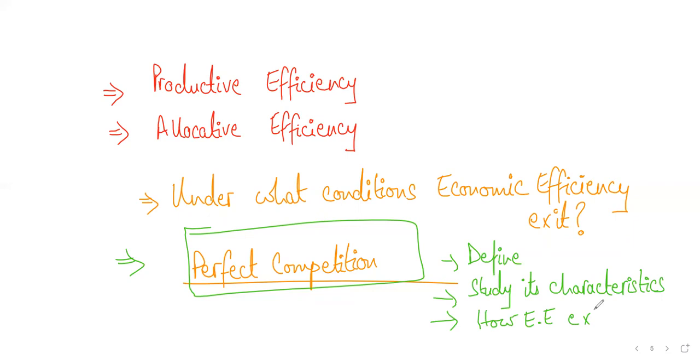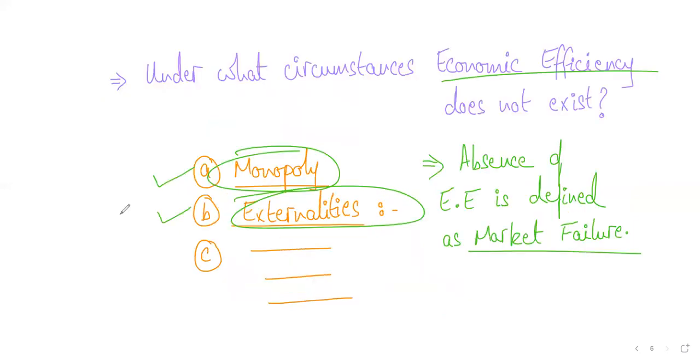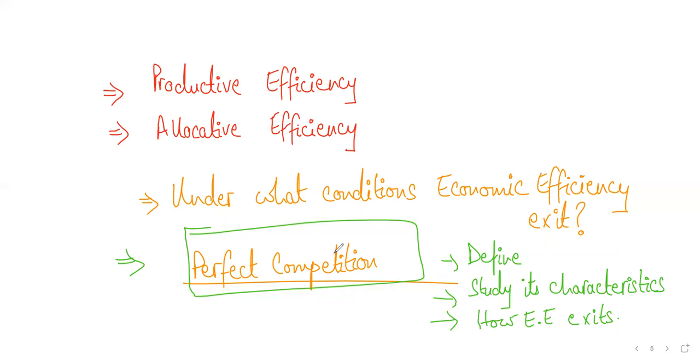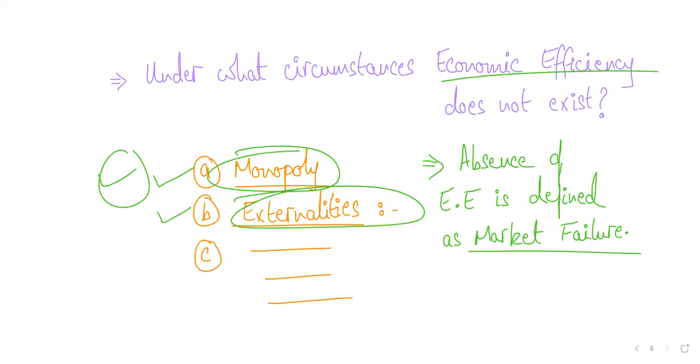And on the other hand, similarly, we'll do the same three things over here. What is monopoly? What are the characteristics of monopoly and why economic efficiency doesn't exist? We'll talk about it. So that is what we're about to do. Is everyone clear on what we're about to do next? So we are about to define perfect competition, its characteristics, and then we'll see how economic efficiency exists. Perfect. And then we'll do the same for market failure cases.